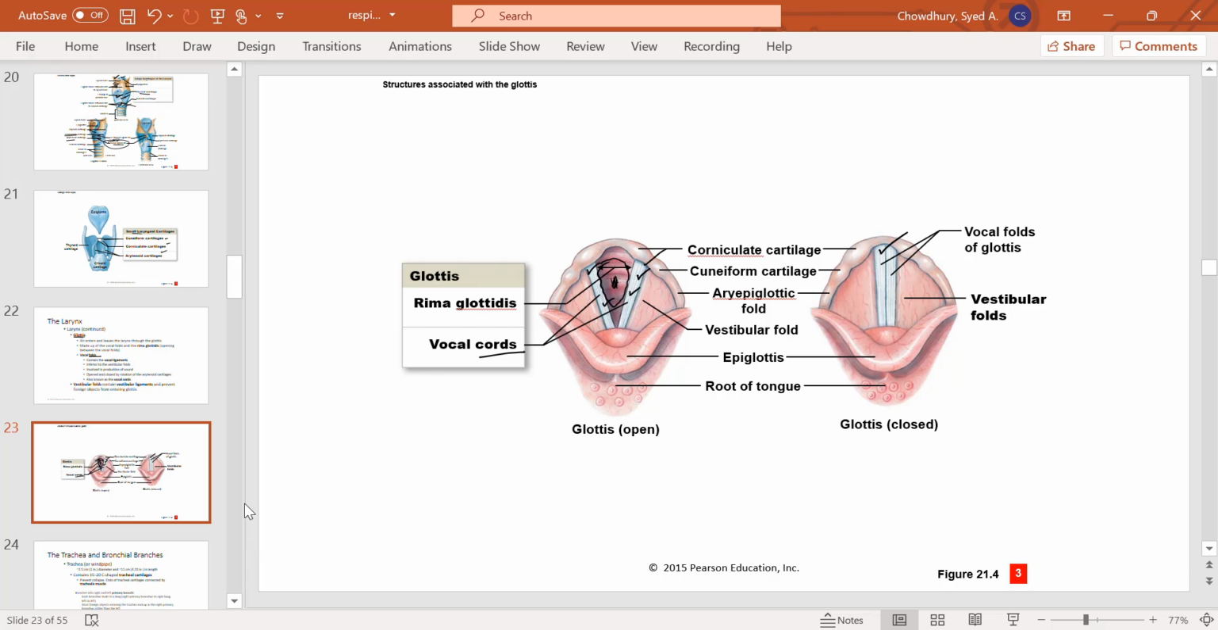And vocal folds are supported by the vestibular folds or vestibular cords. So these are the vestibular folds. These are the vocal folds. Okay.